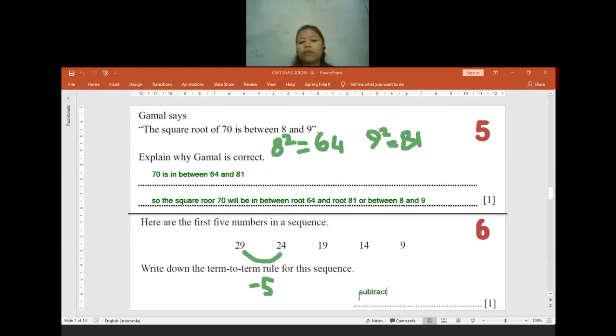Is there anyone who has difficulties or is getting confused? Feel free to ask if you are getting confused. Okay, no question? Okay, I'll move to the next question then.